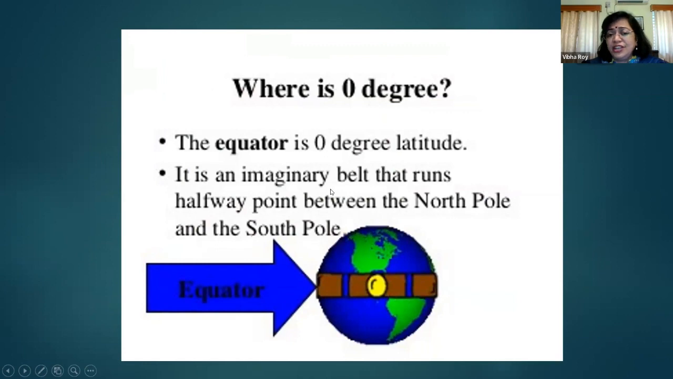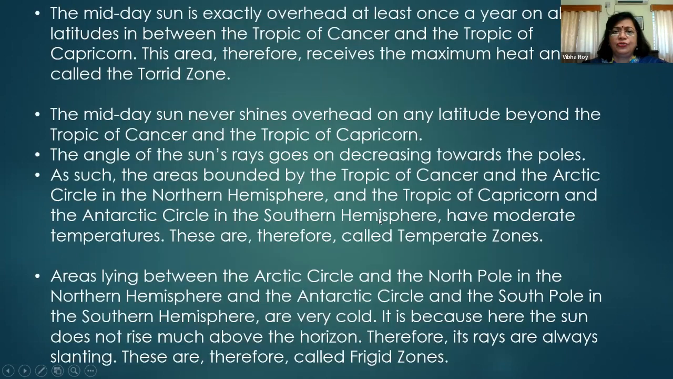It is an imaginary belt that runs halfway between the North Pole and South Pole, and it is the most important latitude. Now, why is it most important? The midday sun is exactly overhead at least once in a year on all latitudes in between the Tropic of Cancer and Tropic of Capricorn.